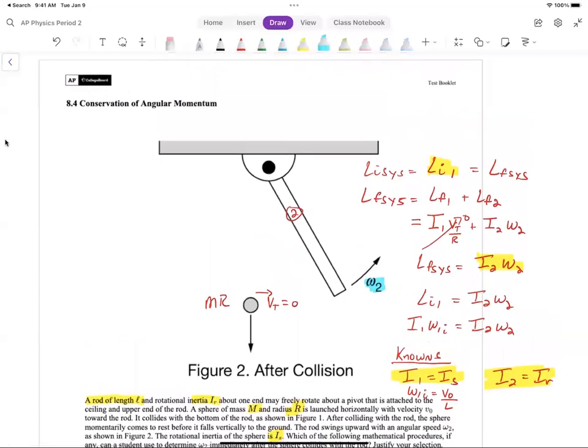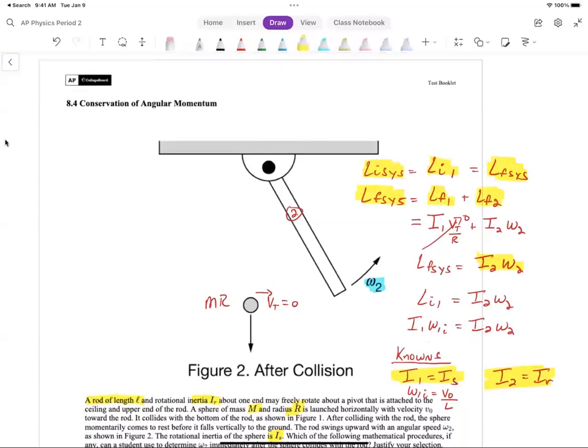So I'm just showing you all the things. The initial angular momentum of the system has to equal the final angular momentum of the system because there's no outside torque on the system itself. The system is defined as the sphere and the rod. So I'm going to break down the equation for the final angular momentum of the system. It equals the final angular momentum of the disk plus the final angular momentum of the rod.